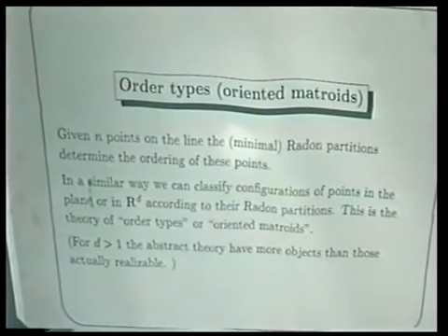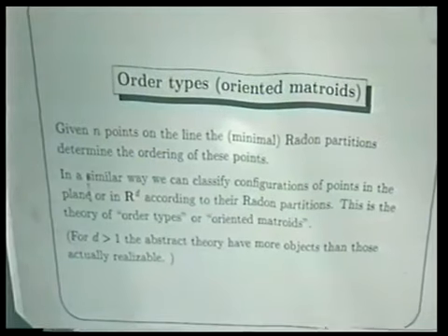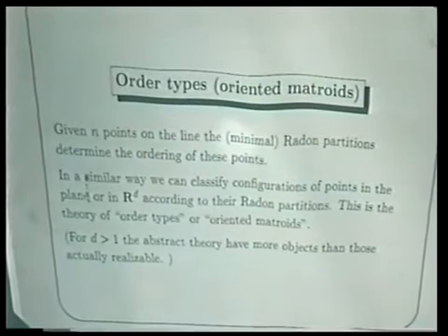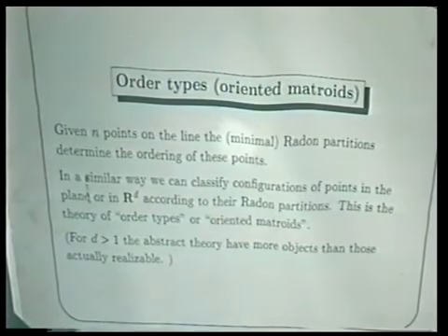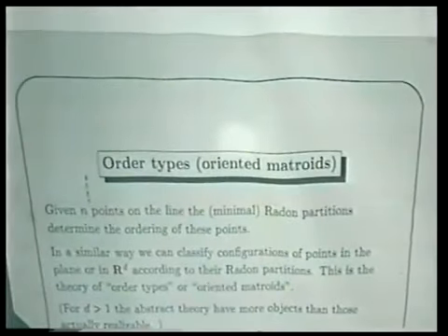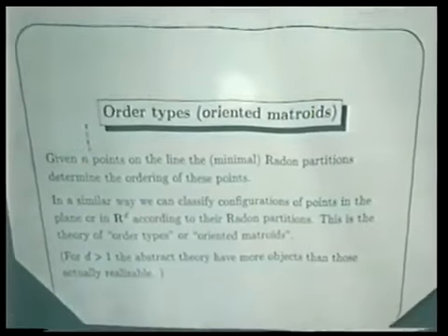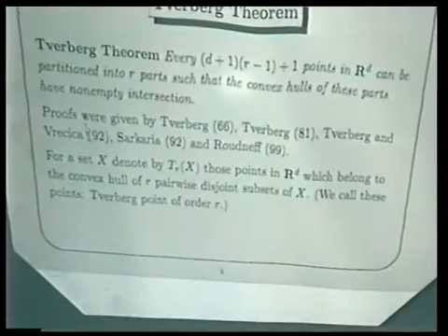So in some sense, this gives you a natural extension of the notion of ordering to higher dimension, which was studied. When we have points in higher dimensional Euclidean space, two configurations with the same Radon partitions correspond to the same order type or same oriented matroid. And this is a very useful notion in combinatorial geometry. And indeed, there is an axiomatization which gives you more abstract objects which are not always representable.